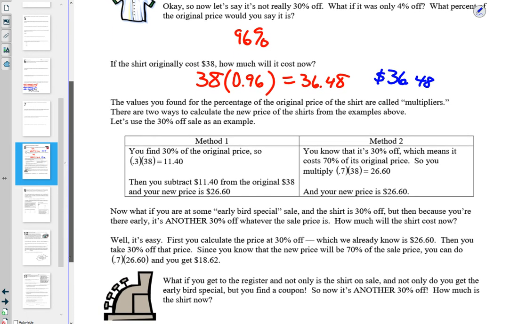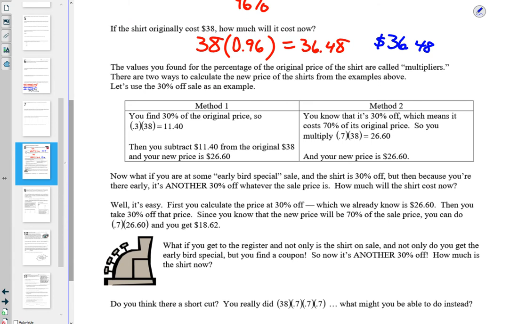So the values that you found are called multipliers. You can read that part on your own. It's probably going to be the same. Oh, okay, this is the first part. They're just showing you two different ways to do the first one.